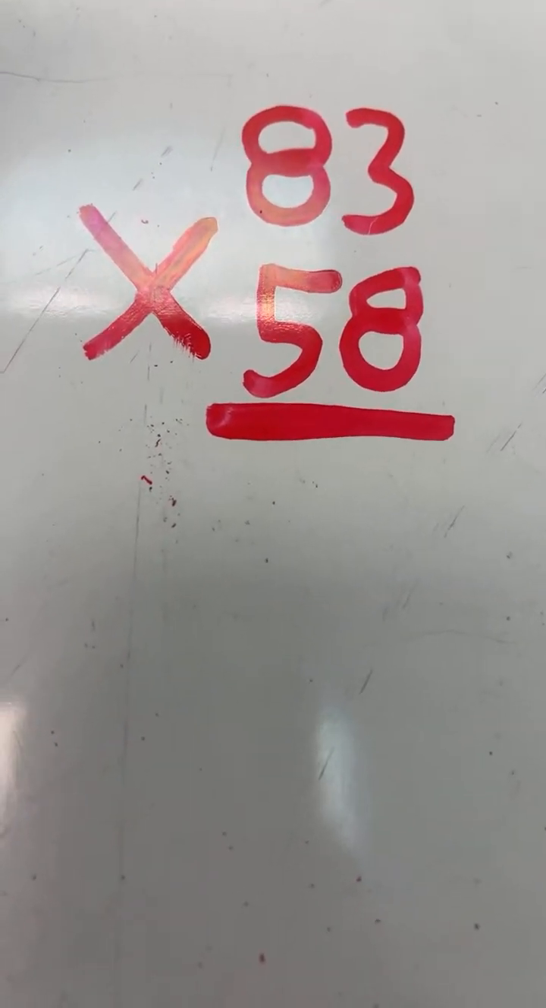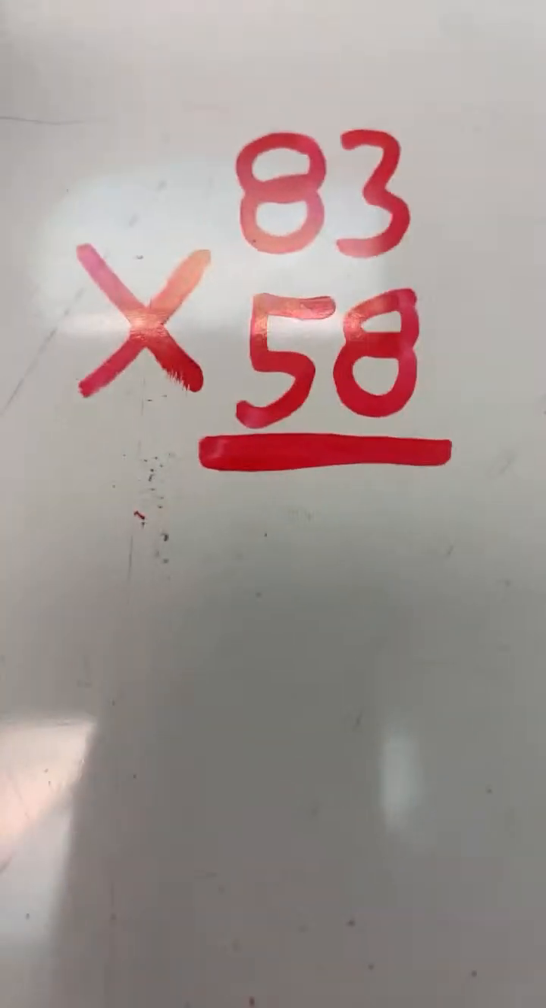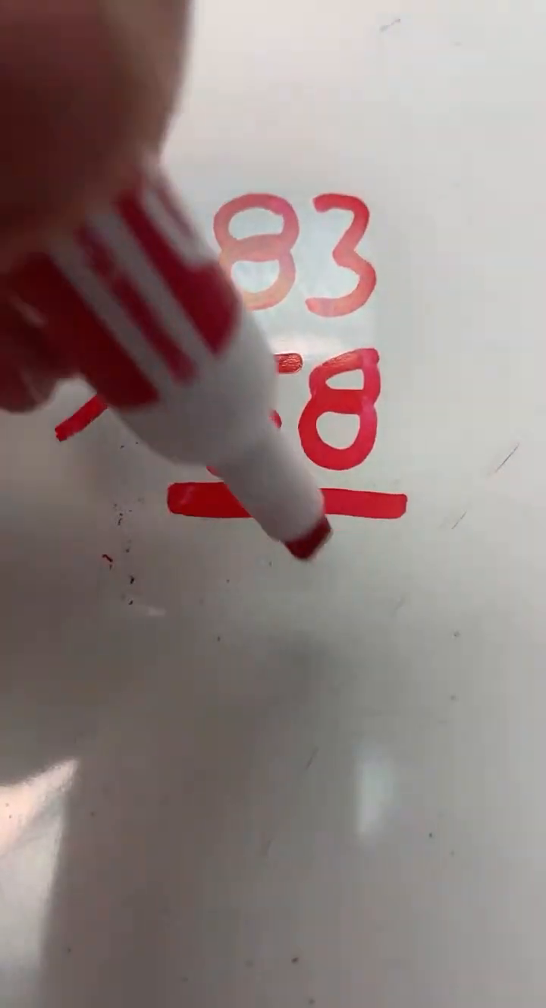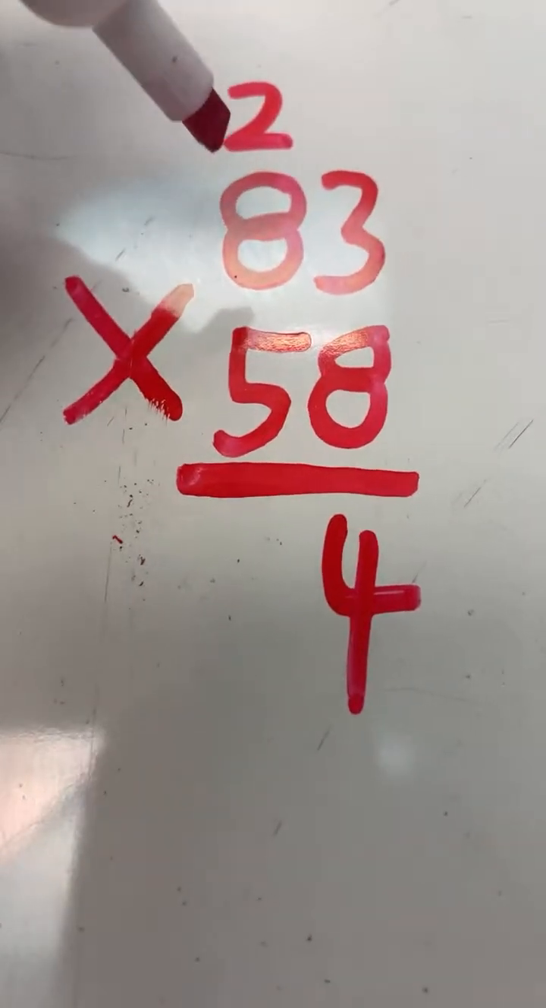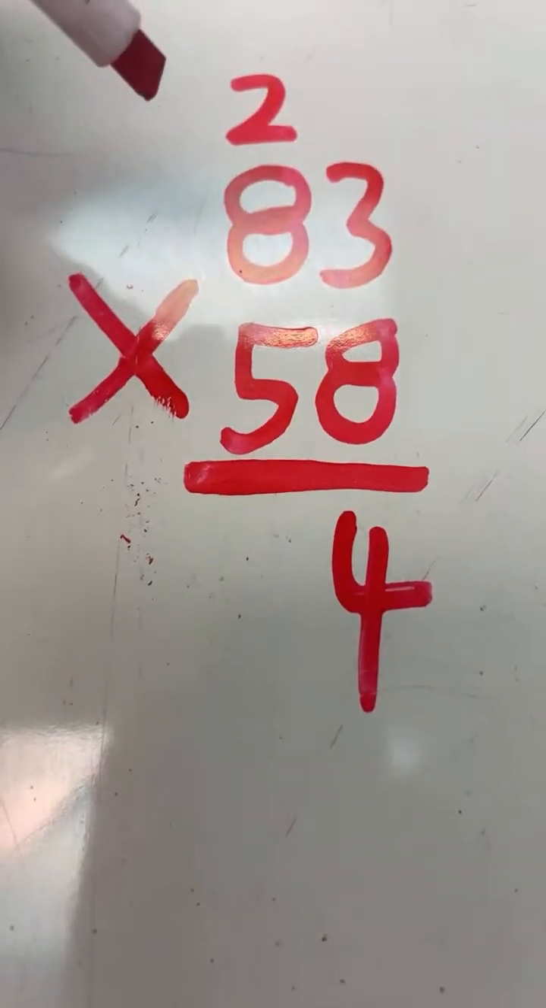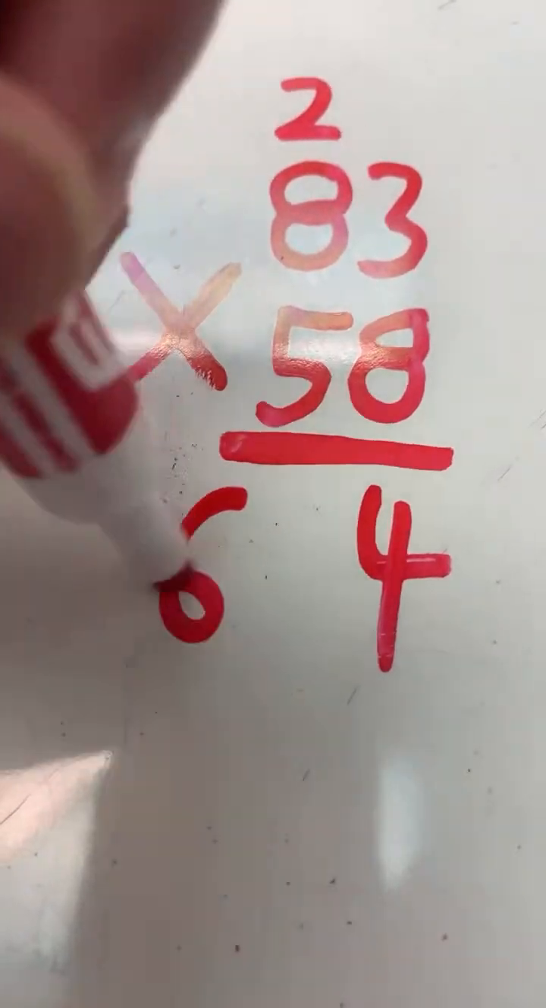So starting in the ones place, we're going to multiply 3 times 8. 3 times 8 equals 24. 4, carry the 2. 8 times 8 equals 64, plus 2 is 66.